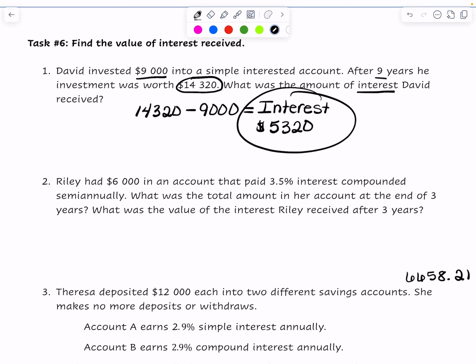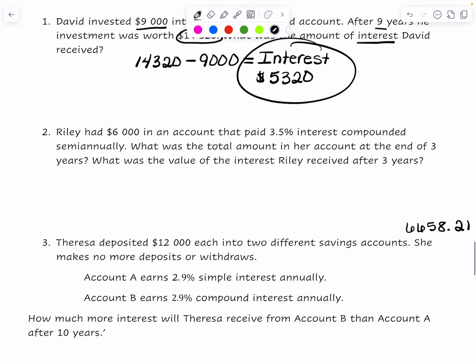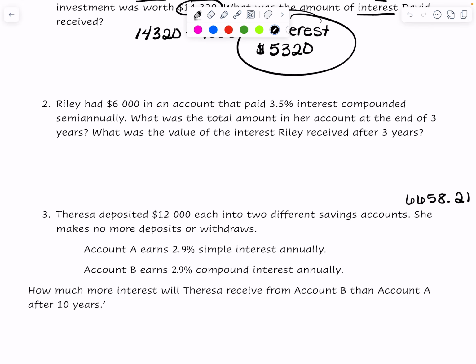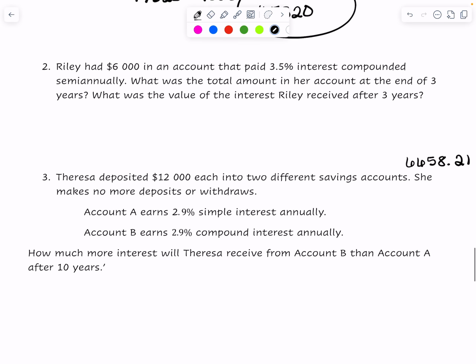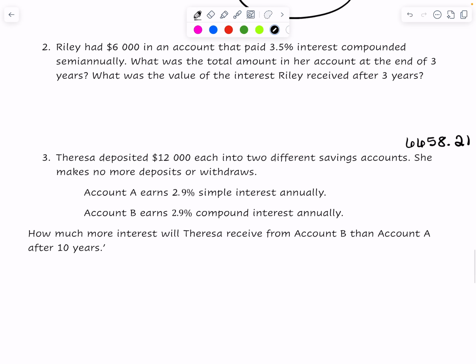All right, so now let's go on to number 2. Now on number 2, Riley had $6,000 in an account that paid 3.5% interest, compounded semi-annually. What was the amount in her account at the end of 3 years? And then what was the value of interest that Riley received after 3 years? Well, let's answer one question at a time. Let's find out how much money she had at the end of 3 years.